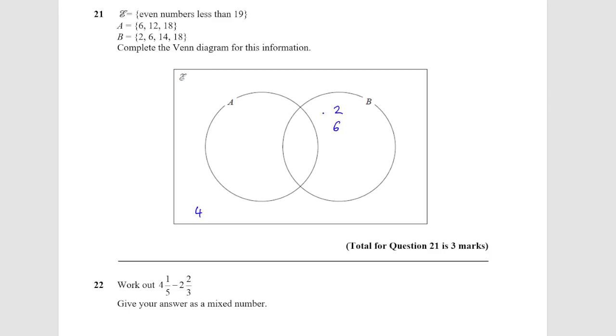6 is in just set B. 8 is in none. 10 is in none. 12 is in just set A. And I've misplaced 6. 6 would be in the intersection because it's in both. 12 is just in set A. 14 is just in set B. 16 is in neither. And 18 is in the intersection as well. So there we go.